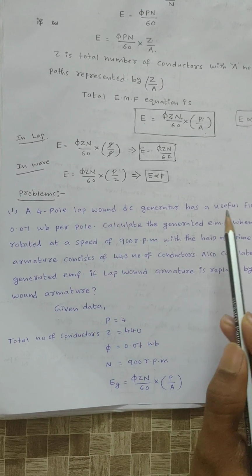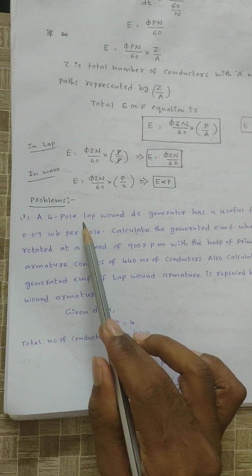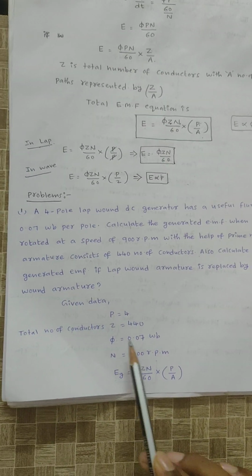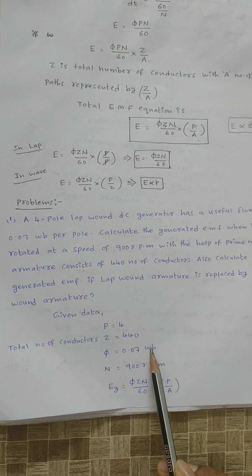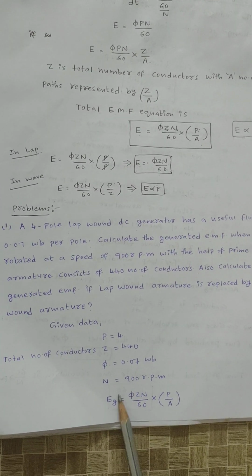Read the given question first. Okay, what is given? A 4-pole DC generator has a useful flux. Given data is number of poles will be 4. Flux phi is given, that is 0.07 Weber per pole. Next, we need to calculate the generated EMF, EG.